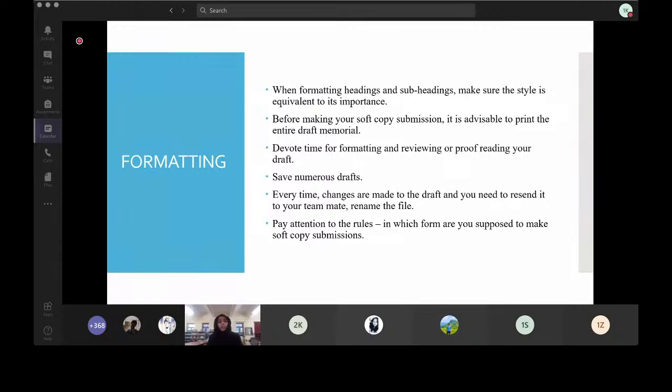And pay attention to the rules on which form you are supposed to make your soft copy submissions. Sometimes it's a Word document and sometimes it's a PDF. So with that, I end my segment. I know this was a little intensive. You're always open to approach any of the Moots members for any clarity on this. Over to Cindy.